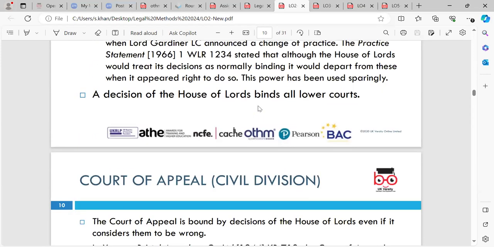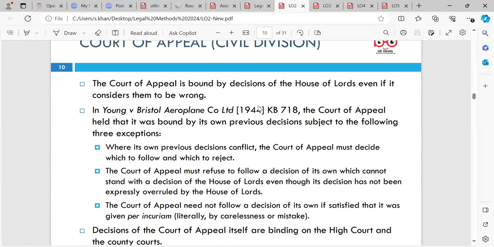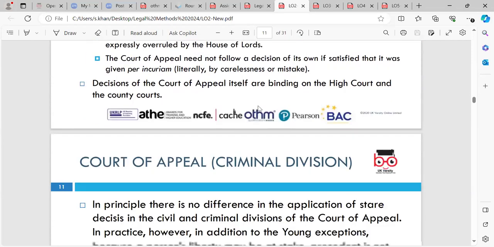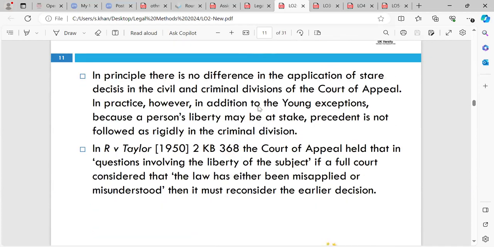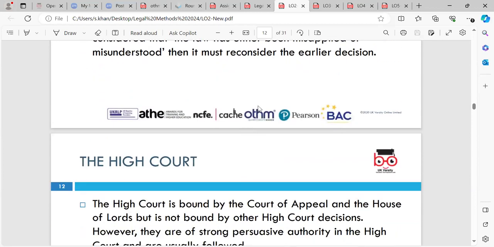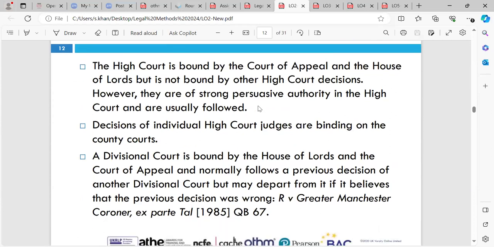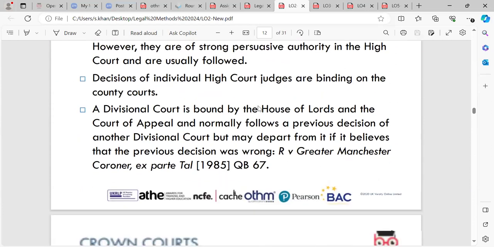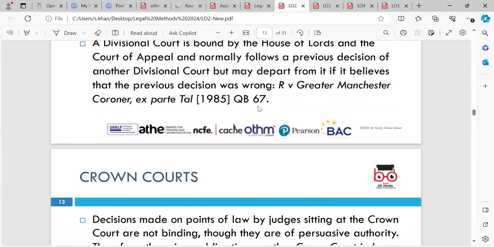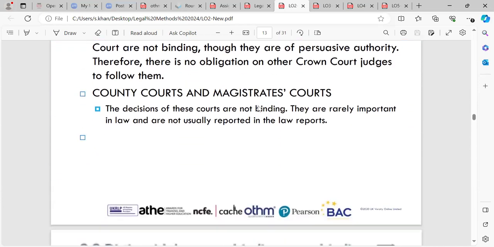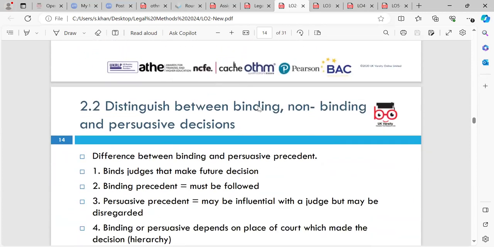We looked at the Court of Appeal within the civil division and how it's bound by the House of Lords. We then went on to look at the Court of Appeal in the criminal division and referred to cases such as R v Taylor. We then went on to look at the High Court and how it's bound by the Court of Appeal and the House of Lords. And we looked at the Greater Manchester Coroner's case. We looked at the Crown Courts, the County Courts and Magistrates Courts.